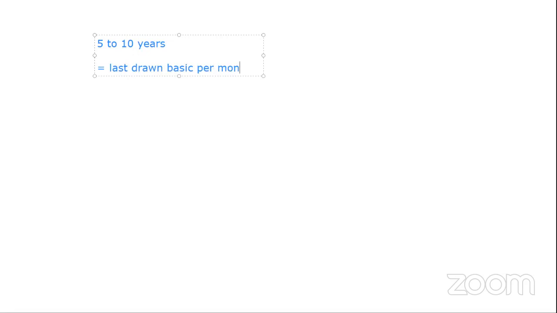So last drawn basic per month into number of years, into 15 by 26. Right? Now what is this 15 by 26? During a month, the minimum number of working days and the maximum number of working days. So 15 is the minimum number of working days and 26 is the maximum number of working days. This is as per the gratuity calculation. It is already designed by the government, so we cannot interfere much, but this is the formula: 15 by 26, where 15 is the minimum number of working days and 26 is the maximum number of working days.